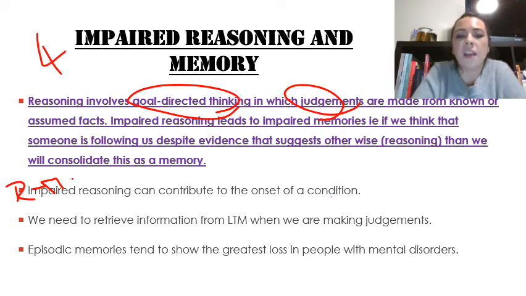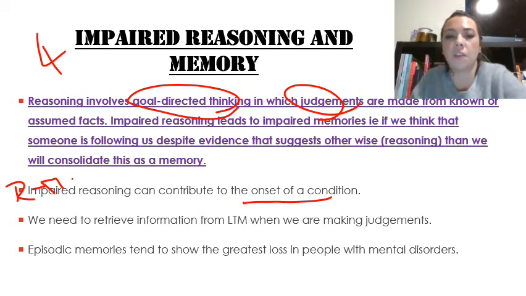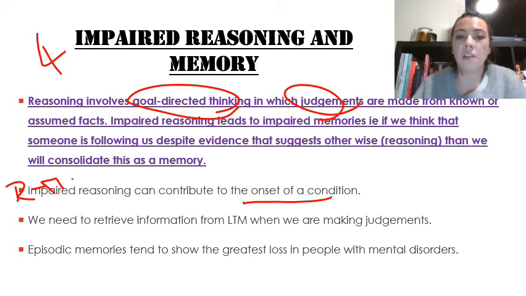So impaired reasoning can also contribute to the onset of a condition, more specifically conditions like schizophrenia. So we're more likely to believe in delusional thoughts, even though they're probably not true. So for example, someone might believe, regardless of what they are told or shown, that, I don't know, scientists are trying to poison them with, I don't know, satellites from the air. And so what that actually means is they're much more likely to jump to conclusions based on impaired reasoning, and that can have a really negative effect on mental illness or mental health, I should say.